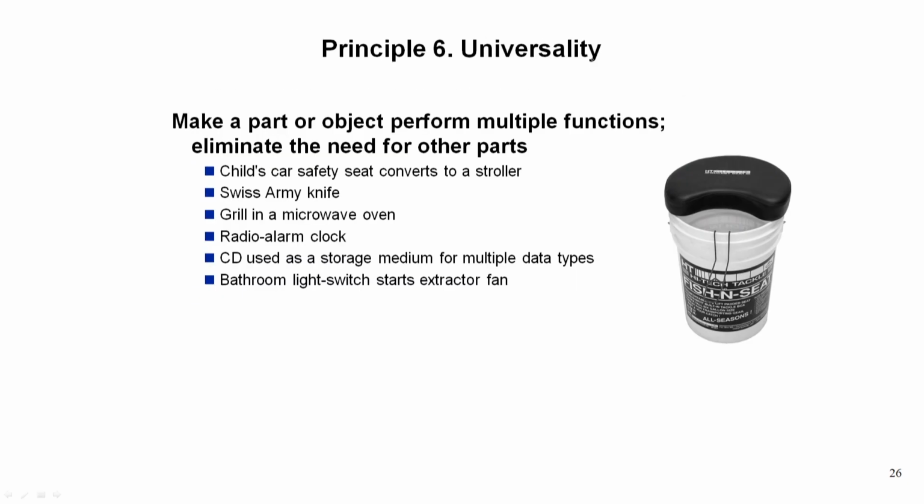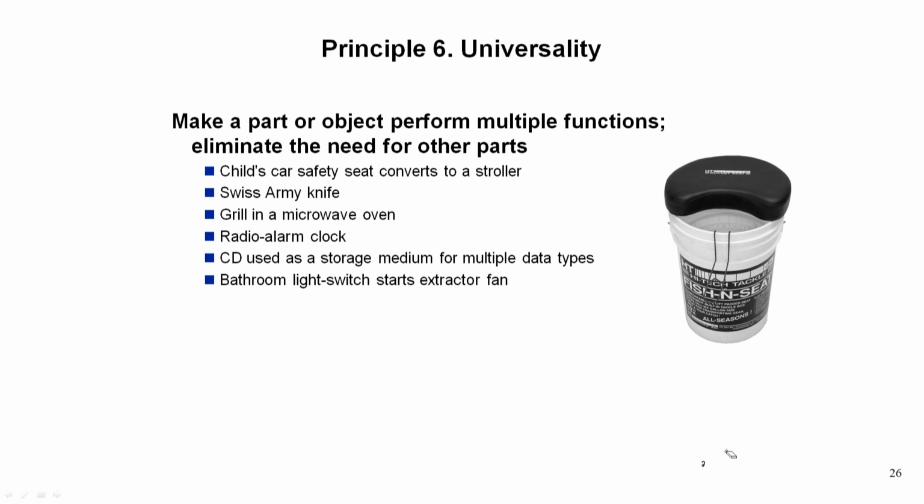Principle 6 talks about universality. Make a part or object perform multiple functions, eliminating the need for other parts. See, for example, I have again this pen, at the tip of it I can write something here, and the bottom end of it actually has an eraser in it, which you can use to erase this whole thing. I can erase. So, that means it has this property of universality in it.